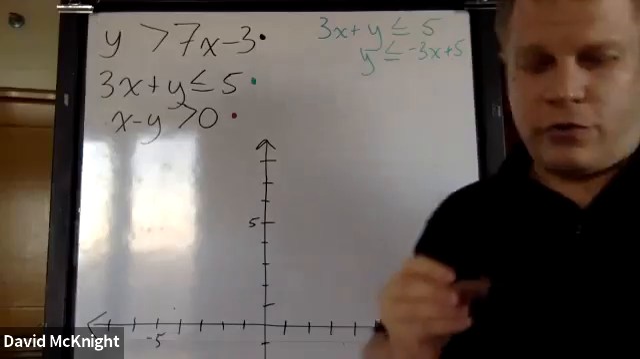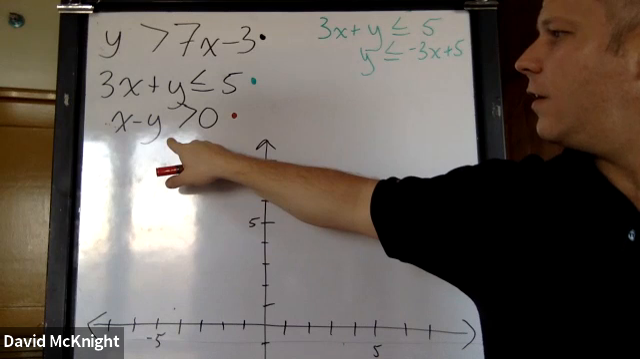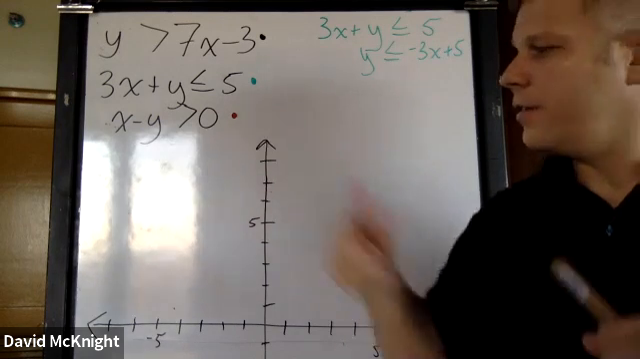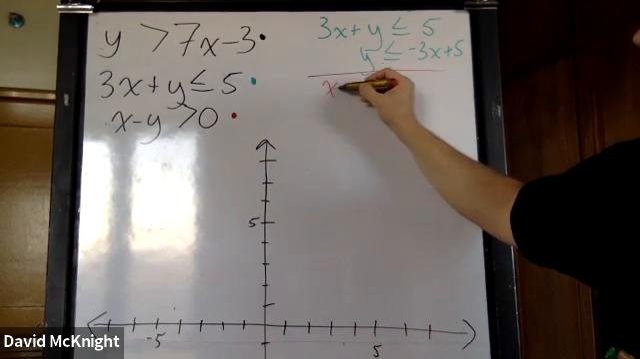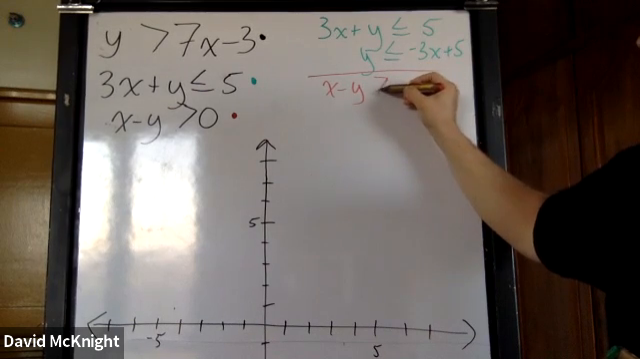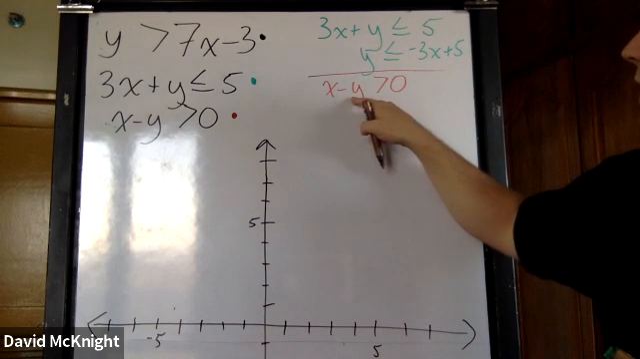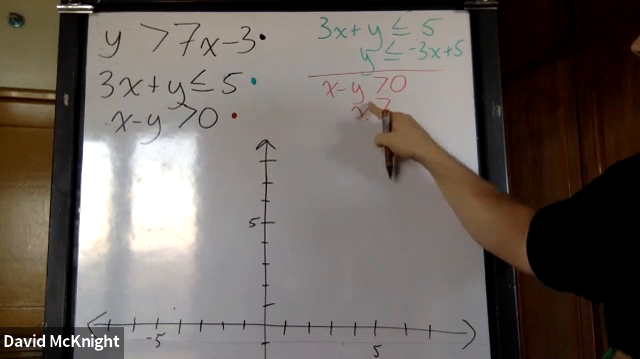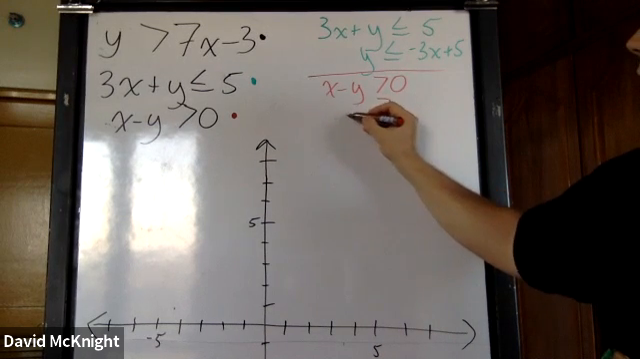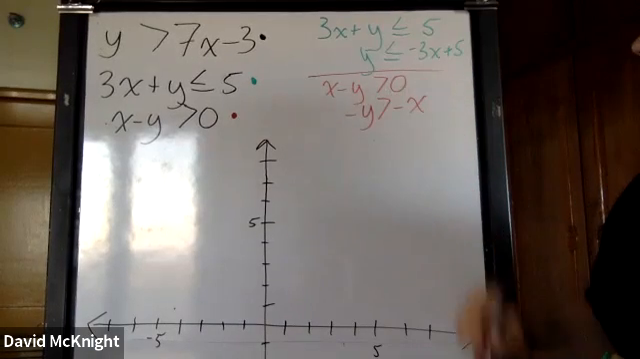Okay, so we're almost there. We take a look at this inequality here. We can see that, again, it's going to be pretty easy to isolate y. Let's go ahead and write that out here. x minus y is greater than 0. So if I subtract x, I'm going to isolate negative y. Negative y is greater than negative x because I subtracted x from both sides.